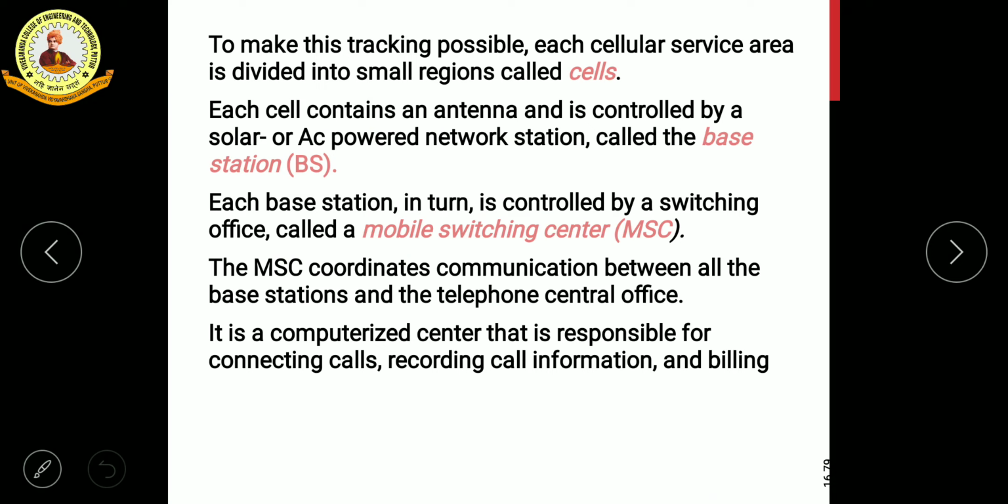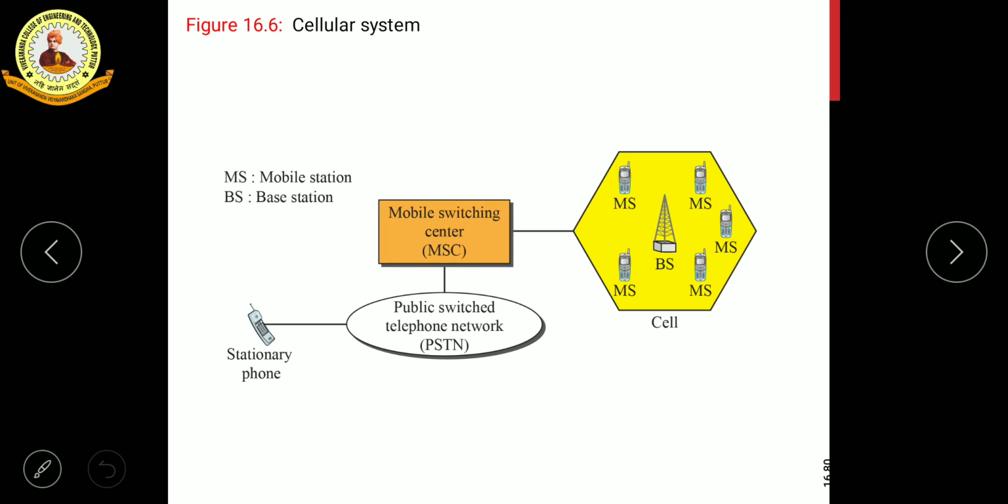What does the MSC, the mobile switching center, do? It coordinates the actions between many base stations and the telephone central office. It is a computerized center that is responsible for connecting calls, recording call information, and billing. So the MSC is responsible for connecting calls, recording call information, and billing activities.